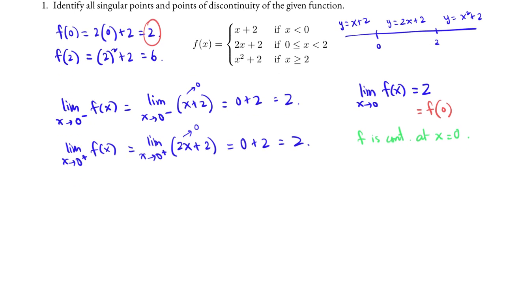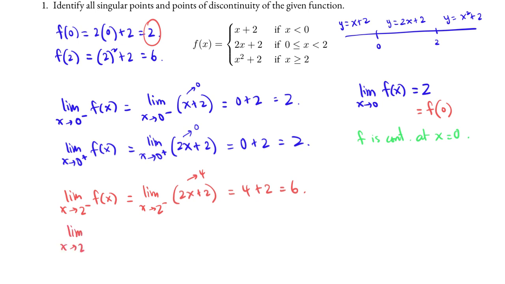There is another breakpoint that we will still need to determine whether it is a singular point or point of discontinuity, and that is at x equals 2. The limit as x goes to 2 on the left-hand side of f of x: immediately on the left-hand side of 2, the formula that we will need to use is 2x plus 2. As x goes to 2, 2 times 2 is 4, so we have 4 plus 2, or 6.